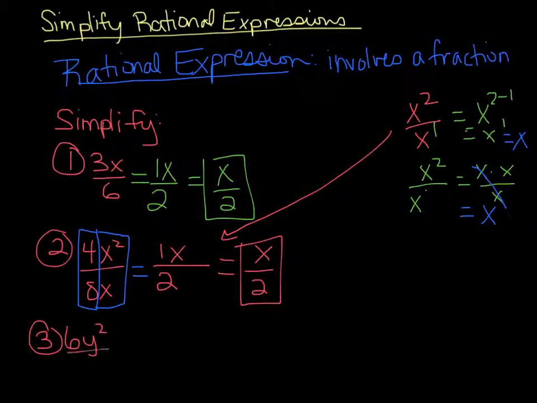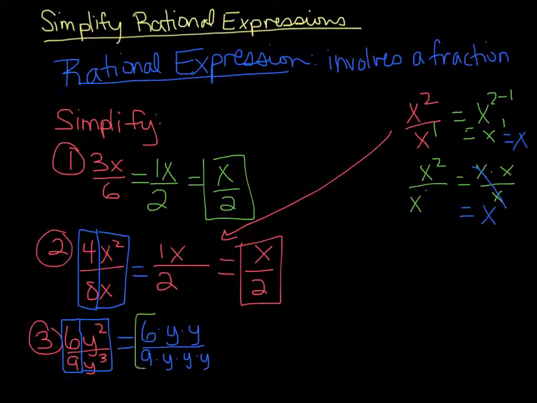So now number 3 involves something a little bit more complicated with our y's, but not extremely complicated. We're going to start with the 6 over 9, and then we're going to do the y to the second over y to the third. The easiest way to do this, but kind of the longest way, is to write it out as 6 times y to the second, which is y times y, over 9 times y to the third, which is y times y times y.